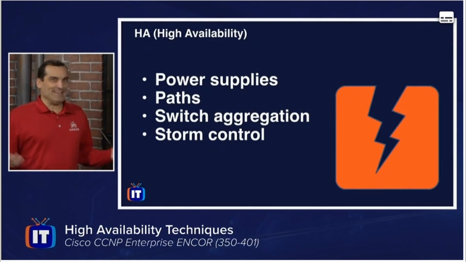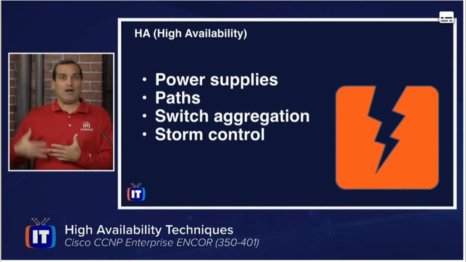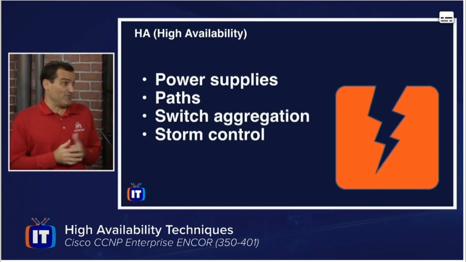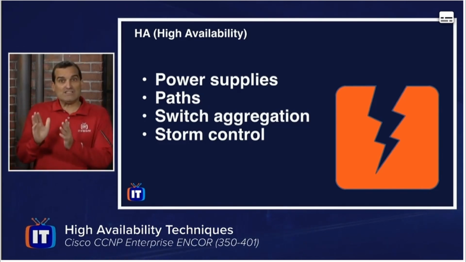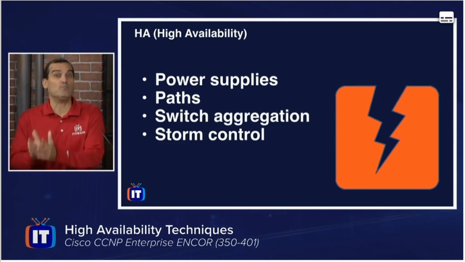Power supplies, we mentioned it. You often see those done redundantly to help with HA. Pathing through the infrastructure. Don't just have one path for traffic to take to get to HQ, have multiple paths.